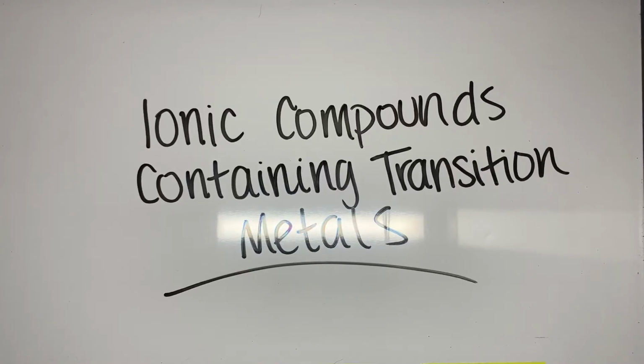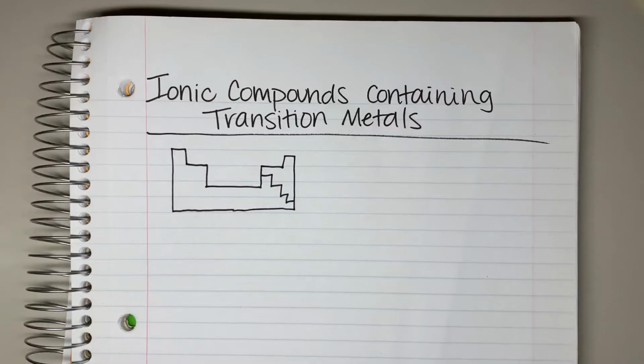In this video, I'm going to talk about ionic compounds containing transition metals, both going from name to formula and also formula to name. So before we get into naming and writing formulas for ionic compounds containing transition metals, we need to first talk about the basics of it. So in my poorly drawn periodic table, we are going to look at where transition metals are located.